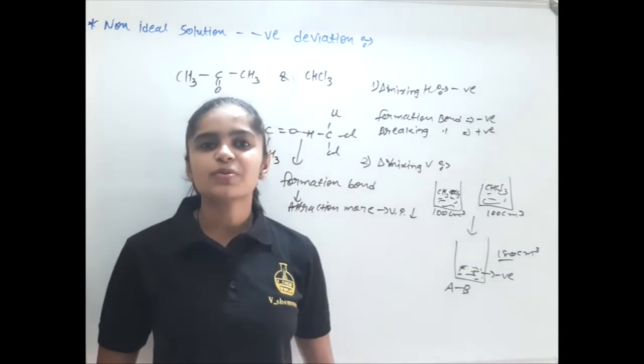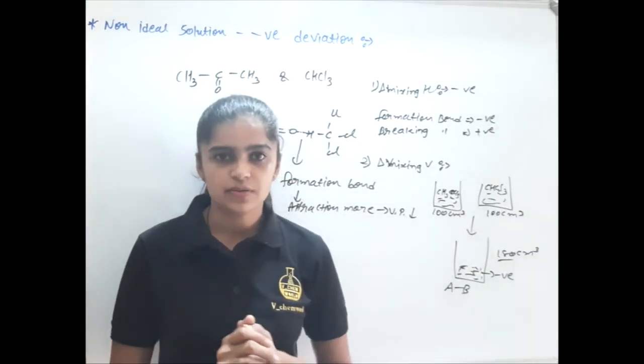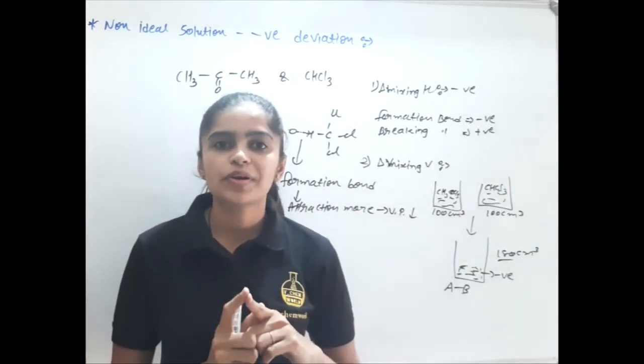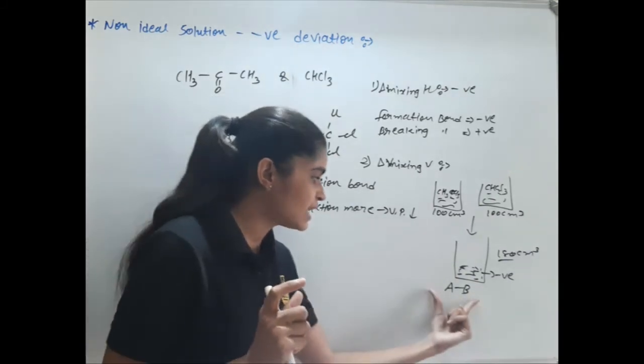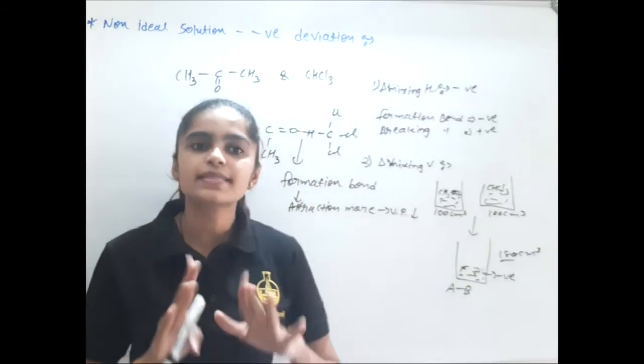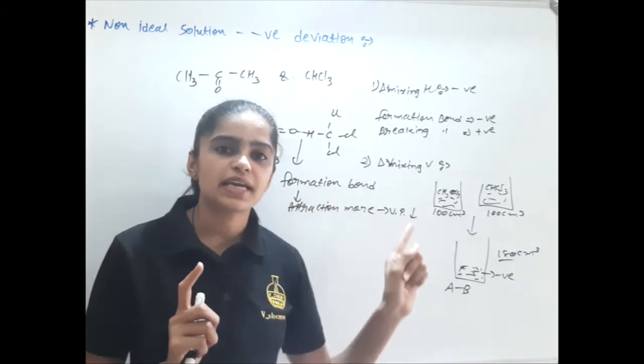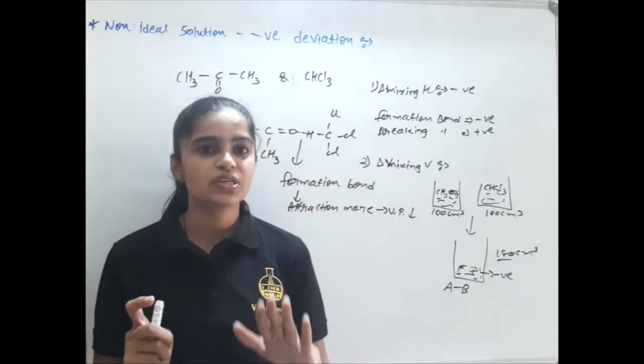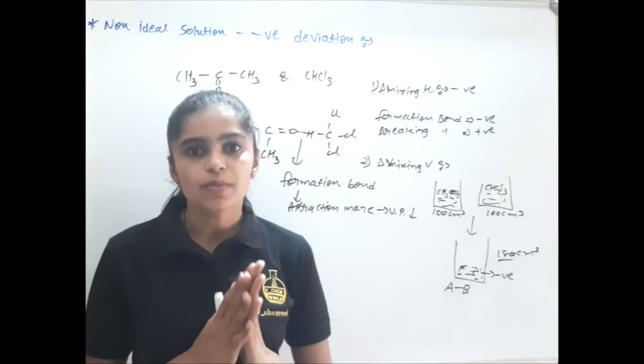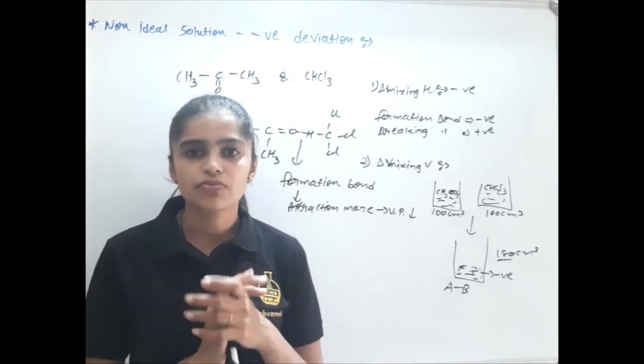Now the difference between the positive deviation and negative deviation. In the positive deviation, the first point is that the attraction between A and B is less than in the pure components. Whereas in the negative deviation, the A and B attraction is more than in the pure components. So this is the first difference.